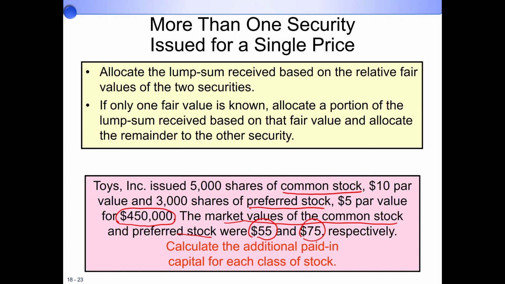So you want to calculate the market value for common stock and preferred stock. First of all, for common stock, each share's market value is 55. We issued 5,000 shares of common stock, so 5,000 times 55 will be the total market value of common stock. Similarly for the preferred stock, you issued 3,000 shares, each share 75, so 3,000 times 75 will be the total market value for the preferred stock. So you calculate those first.